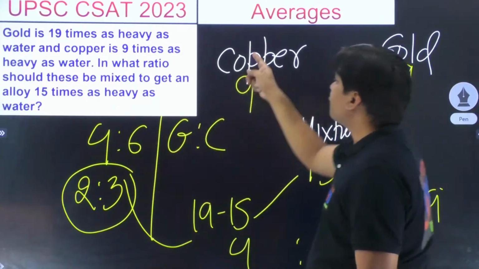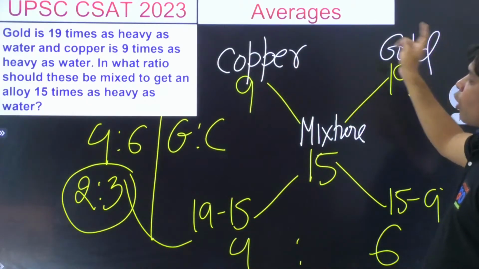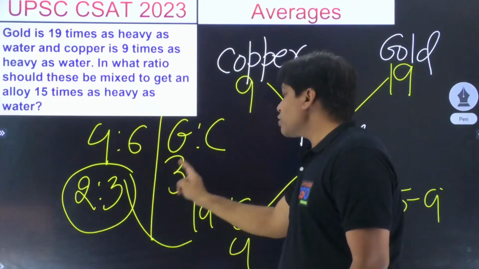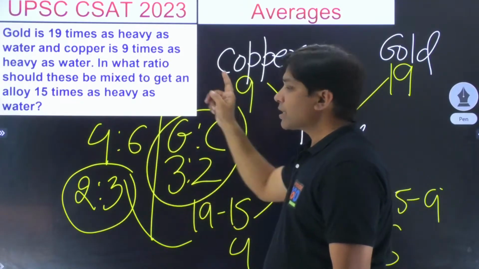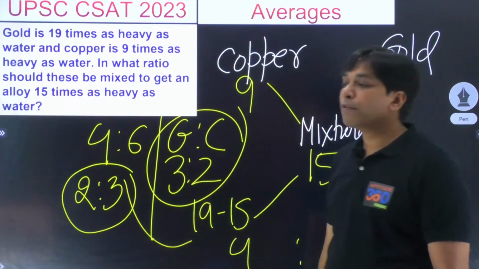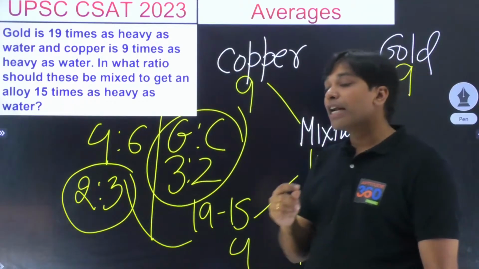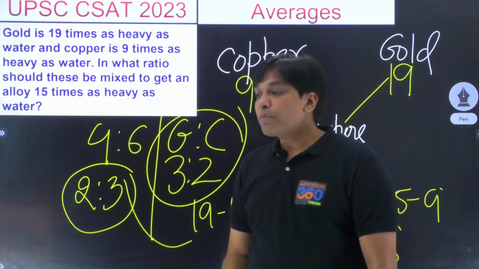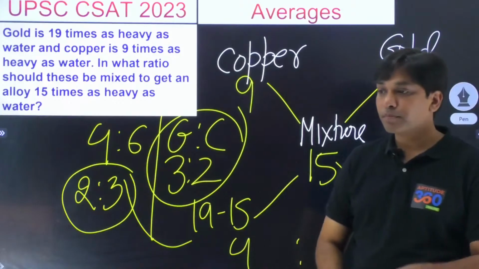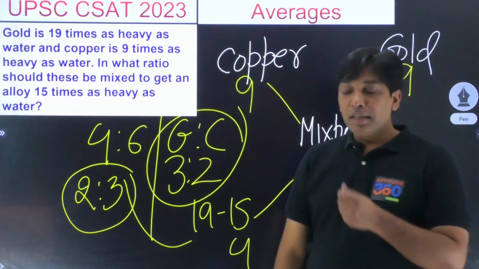And what have we found out? We have found out the ratio of copper to gold. So in what ratio should you be mixing them? You should be mixing them in 3:2 ratio. So those of you who are saying 2:3, are you understanding where the mistake is? What mistakes are you committing? Is this okay? Is this okay?